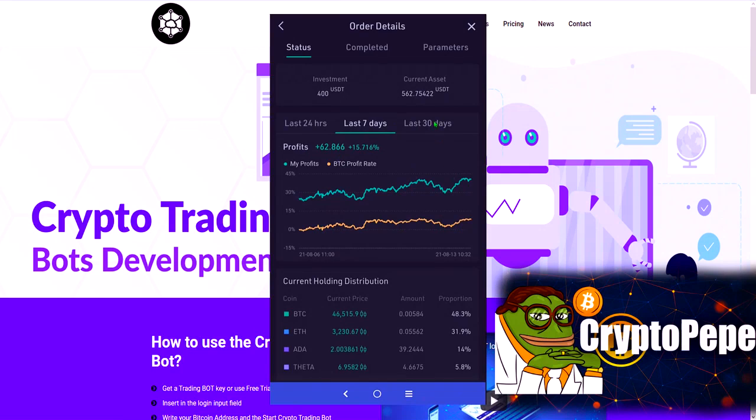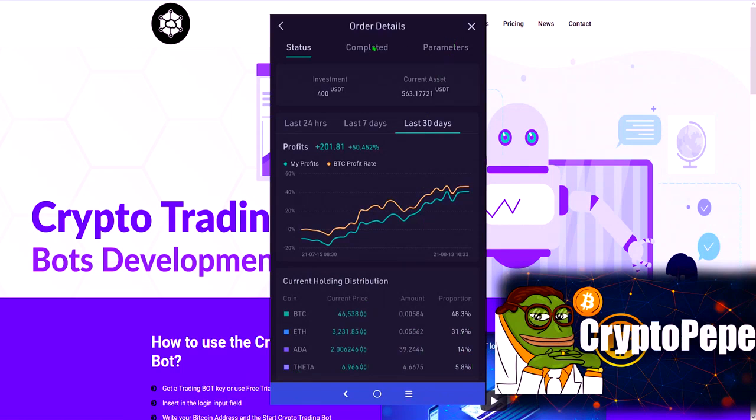And if we jump over to the 30-day performance, you can see Bitcoin has outperformed the bot over a 30-day period. However, the profit is 50% during that 30-day. But I did not have the new settings that I'm going to show you here in a moment. But before we jump over there, you can see that my current holding distribution is Bitcoin is 48% of my portfolio, ETH is 31%, ADA is 14%, and Theta is 5.8%.